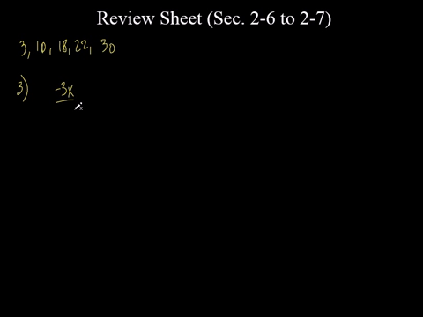Alright, so negative 3x over 2 plus 24x minus 1 over 6 equals 6x minus 1 over 18x. Alright, here we go. And we have to solve for x, correct?